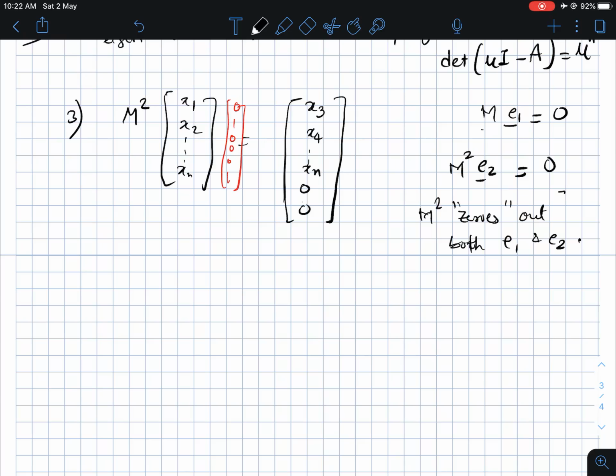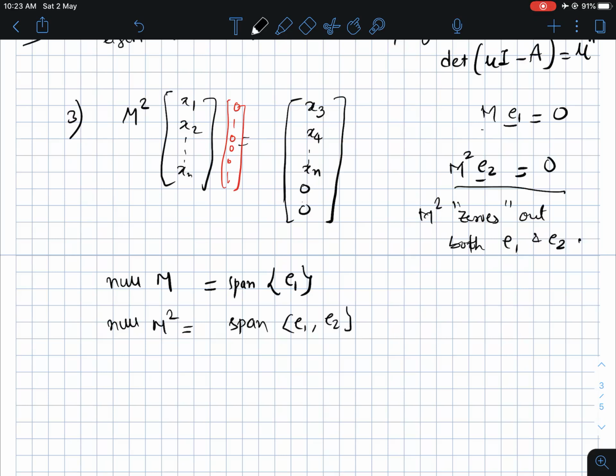So what you can see here is that if you look at the null space of m, the null space of m is going to be just the span of e1, correct? Because the only unit vector in the null space of m is e1, right? Because any vector in the null space is an eigenvector of eigenvalue 0, and you know that there is only one eigenvector. Similarly, one can say that the null space of m square is actually the span of e1, e2.